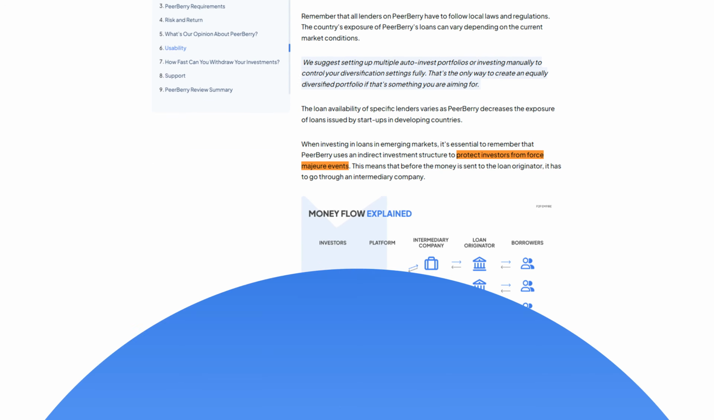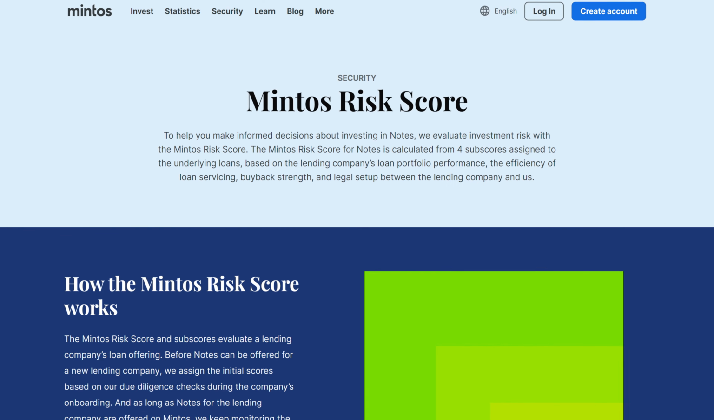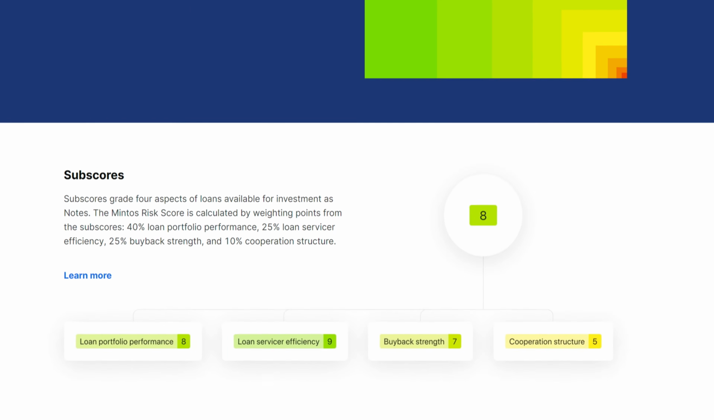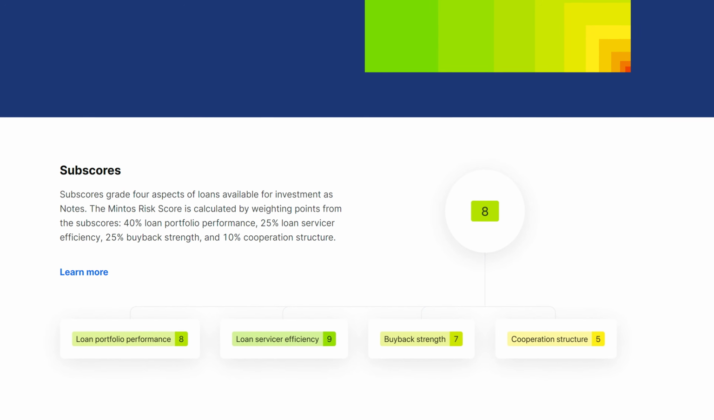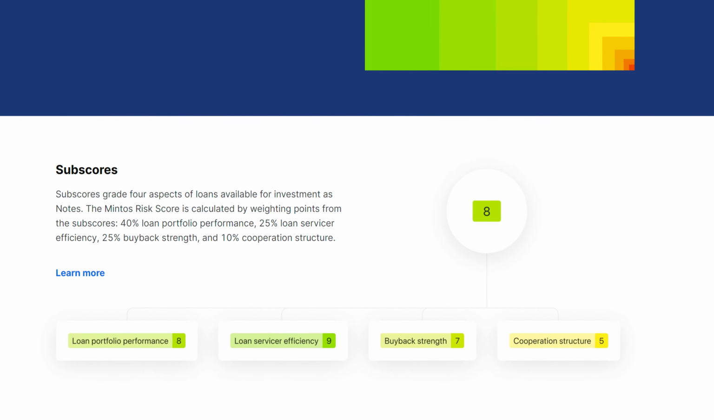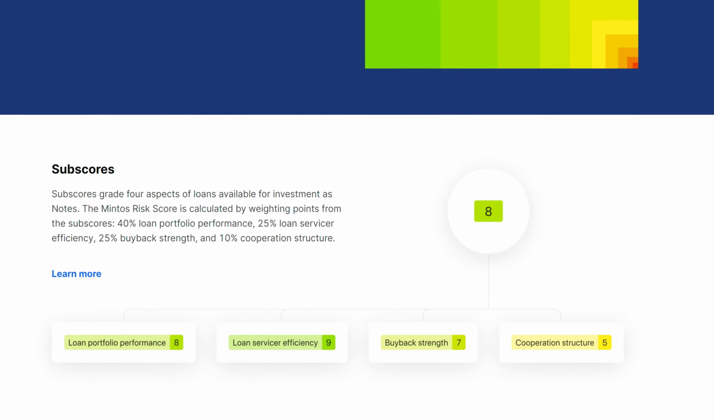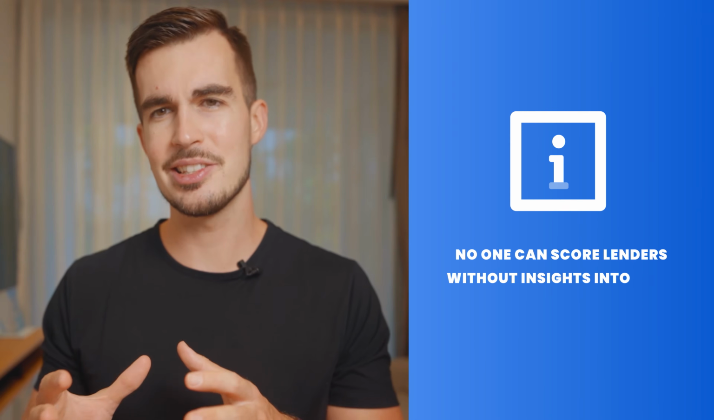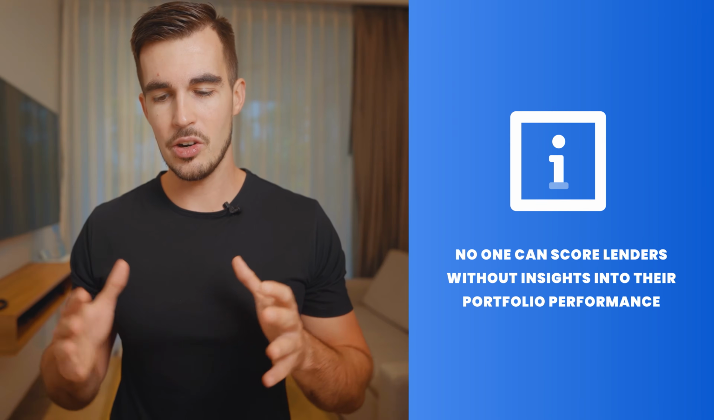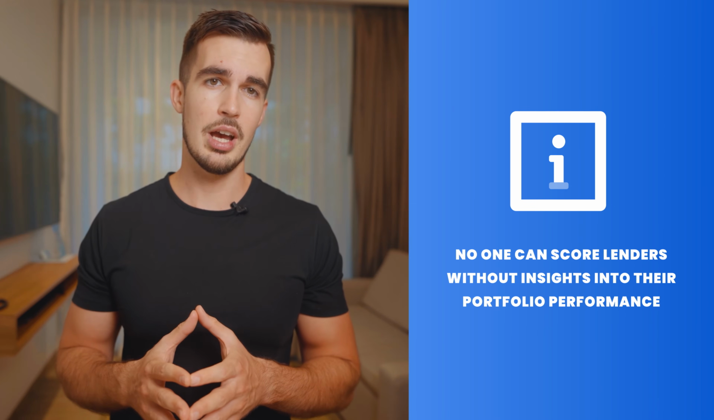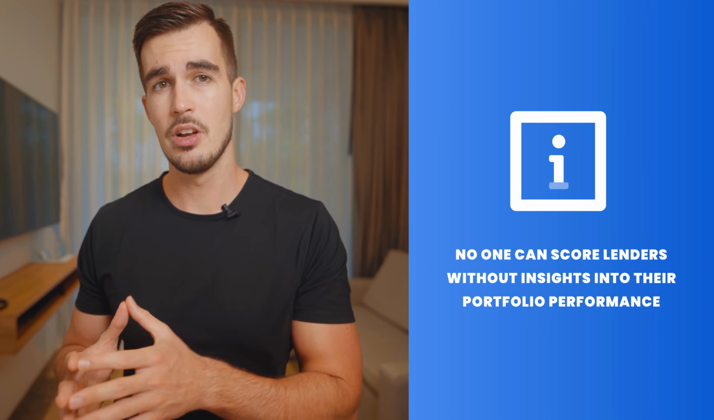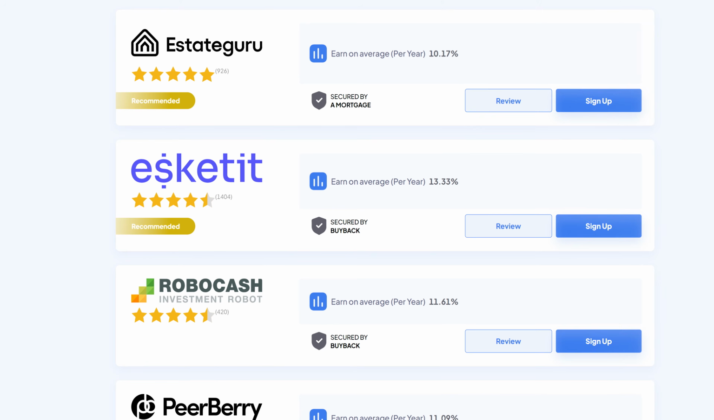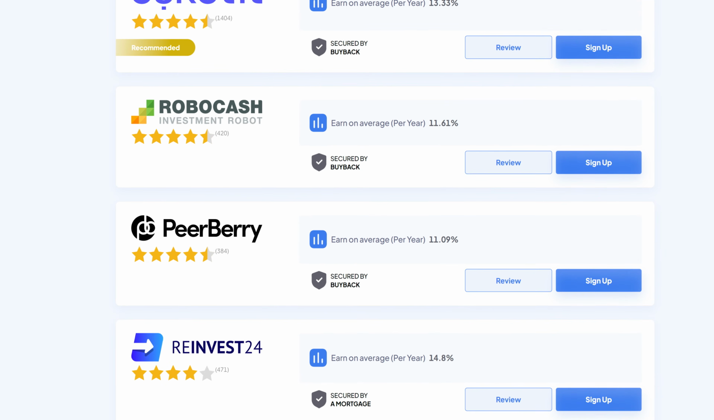Any lender's risk scores provided by the P2P marketplace usually are to be taken with a grain of salt, and so are the independent scoring websites who lack any actual data about the portfolio performance of the lender, which is in most cases not even available for the platform. There are only a few exceptions in the industry who have access to the live performance of the portfolio, and those are already the top-rated platforms on P2P Empire.